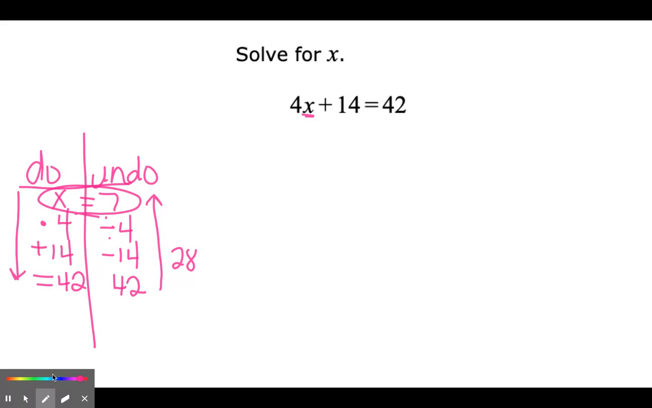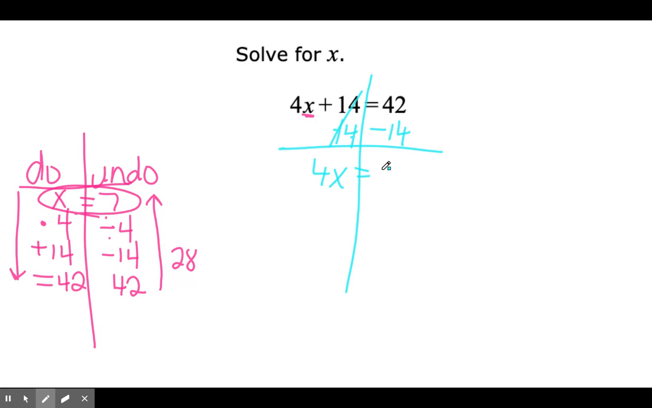So to solve this using our more algebraic method, I'm going to use the same order. I'm going to start by subtracting 14, so those cancel out. I'm going to bring down my 4x equals 28. And now I'm going to divide by 4. So I get x equals 7. So same thing, but I think setting up this do and undo chart might help you with the process for our order here.